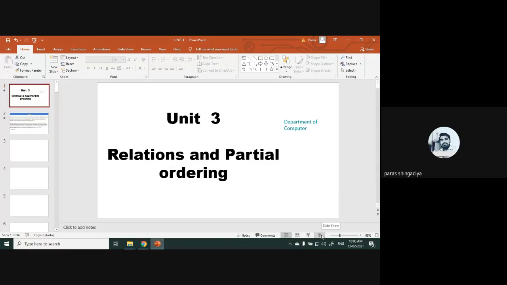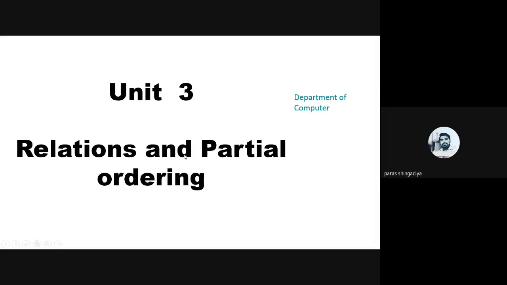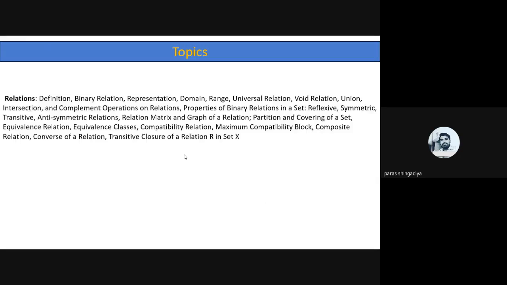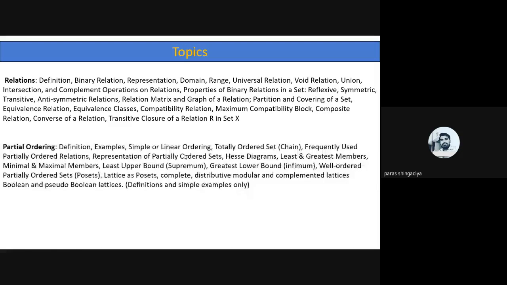Unit number 3, that is relations and partial ordering. Which topics will we discuss in this unit? These are the topics. The first part is the relation theory, that is part 1. Then in part 2, we'll identify the partial ordering based on this relation theory.